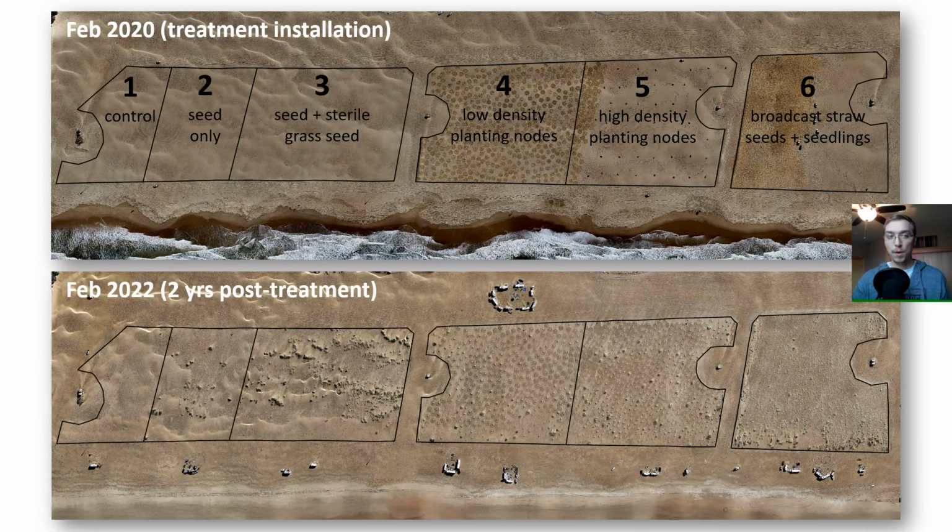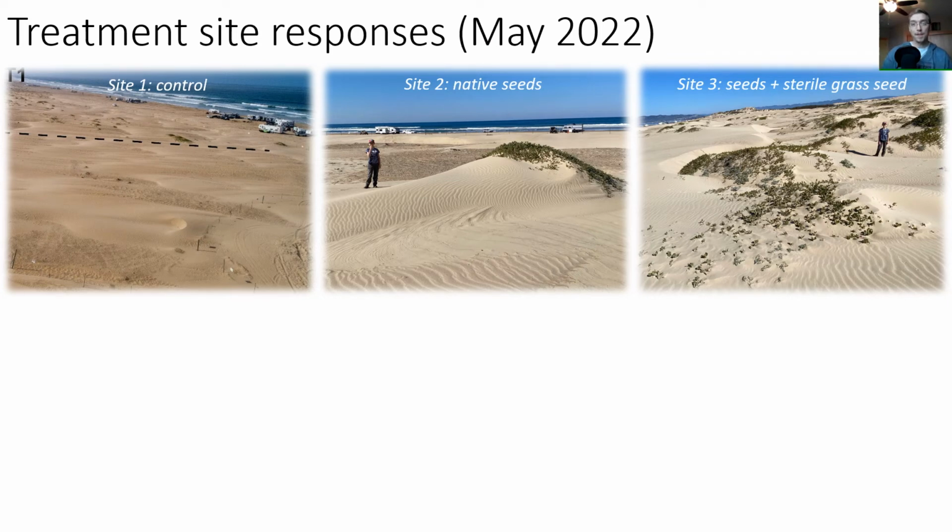So in February of 2022, a couple years later, it looks really different already. So we see some texturing, we see some dunes that are starting to pop up. In 3, we see a lot of things going on. So let's see what that looks like from the ground. So here, this is treatment response as of May of 2022. So we can see site 1 on our top left, that's just our control site, nothing really happening.